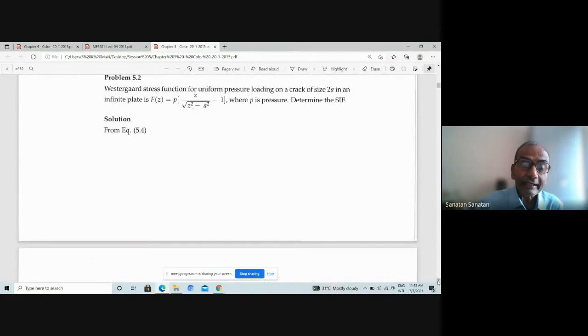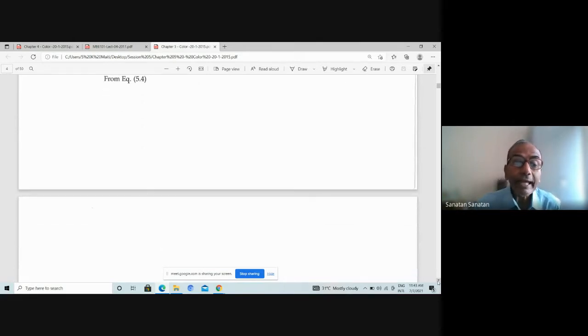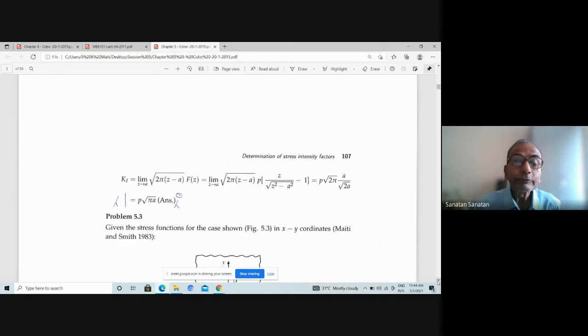So actually, fluid pressure is acting on the crack faces. Then the F(z) function for this case is given as P within brackets z by square root of z squared minus a squared, where P is the pressure. So the SIF we can again obtain using the formula that we gave above.